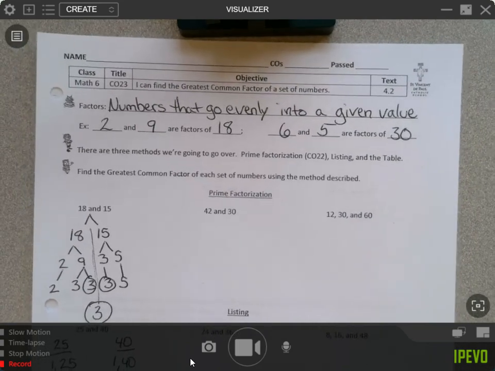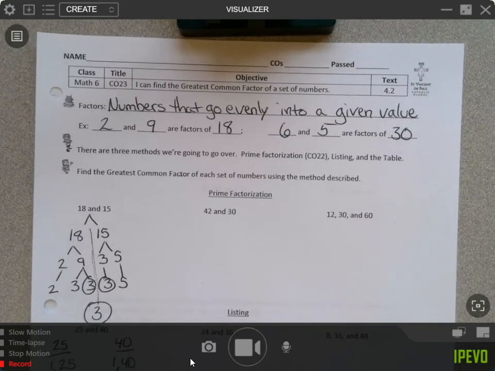Okay, good morning. Today we are continuing working with those factors. Today we are doing CO23. I can find the greatest common factor of a set of numbers.